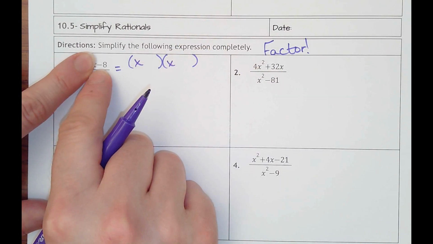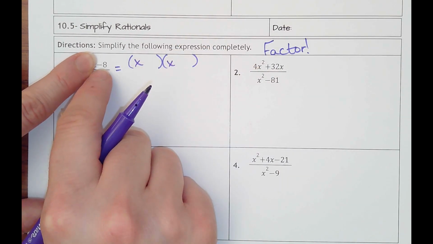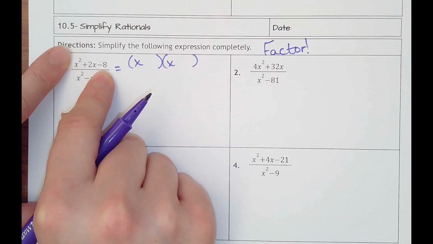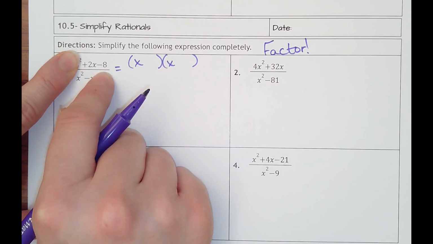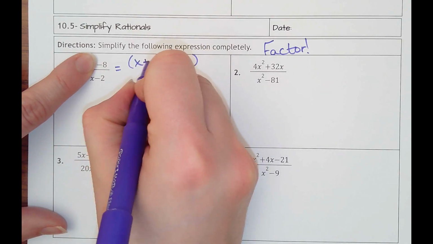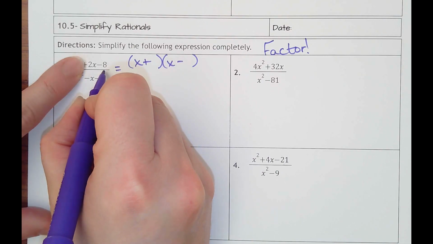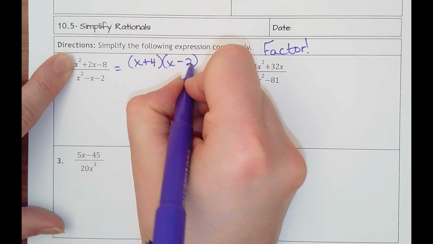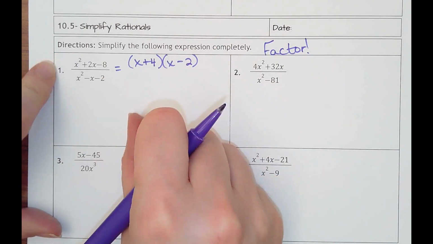Then I jump to the c value, or the constant. We need 2 numbers that multiply to make negative 8, but then they're going to add or combine to make 2. So let's think about what multiplies to 8. One's going to have to be a positive, one's going to be a negative, and then we're going to have to actually subtract to make 2. That would be positive 4 and negative 2. And you could FOIL that out and see how it works.